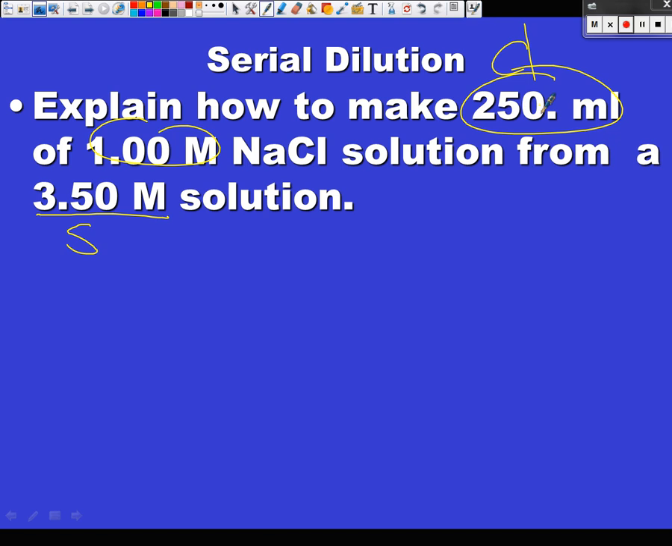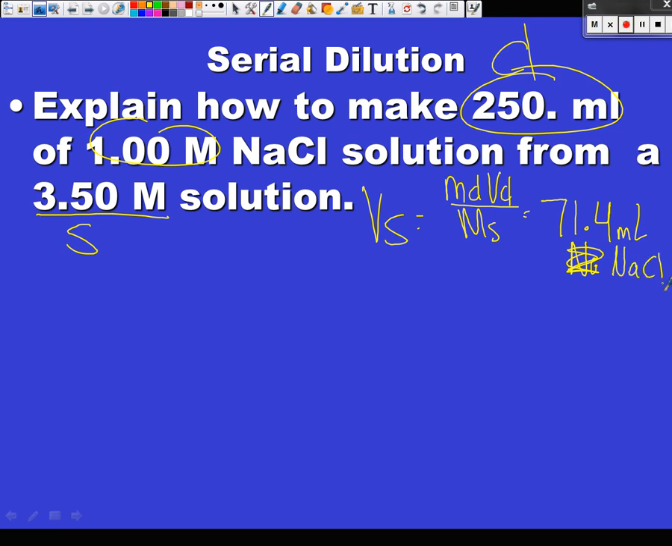So what are you technically solving for? Volume of the stock. Is that not what I just said? Most of the time they ask you for that. It's not always, but most. So we need VS, which is equal to MdVd over MS. Again, I'm not going to plug the math in, but what was the volume that you guys got? 71.4 milliliters of NaCl. Okay? All right, Jamila, go ahead and read me your answer.